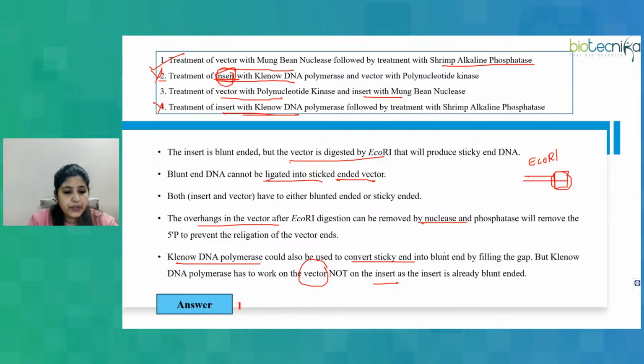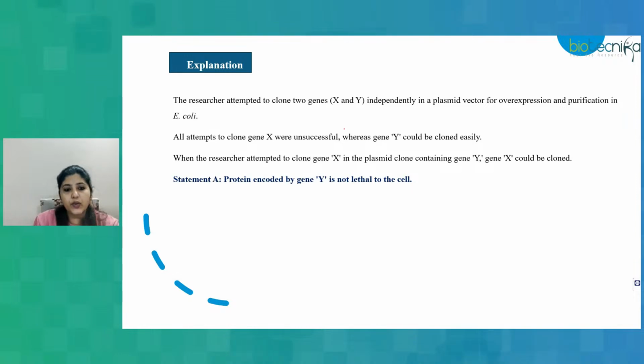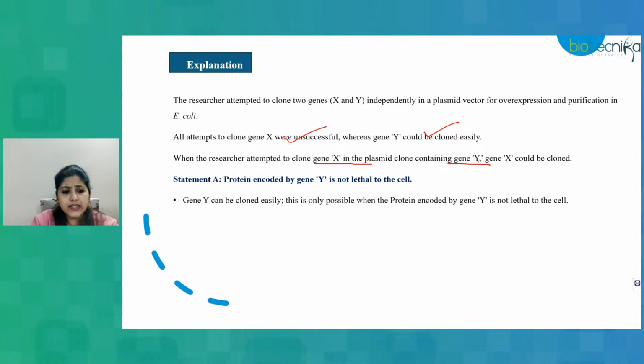So coming back to the question, the information I have already told you. When the two genes were cloned independently, for X the experiment was not successful, but for Y it was successful. Then when the researcher attempted to clone gene X in the plasmid clone containing gene Y, it could be cloned. So statement A: the protein encoded by gene Y is not lethal to the cell. This is correct, right? Because when you are trying to clone gene Y, it can be cloned easily. Lethal means it results in killing of the cell, which is not happening here.